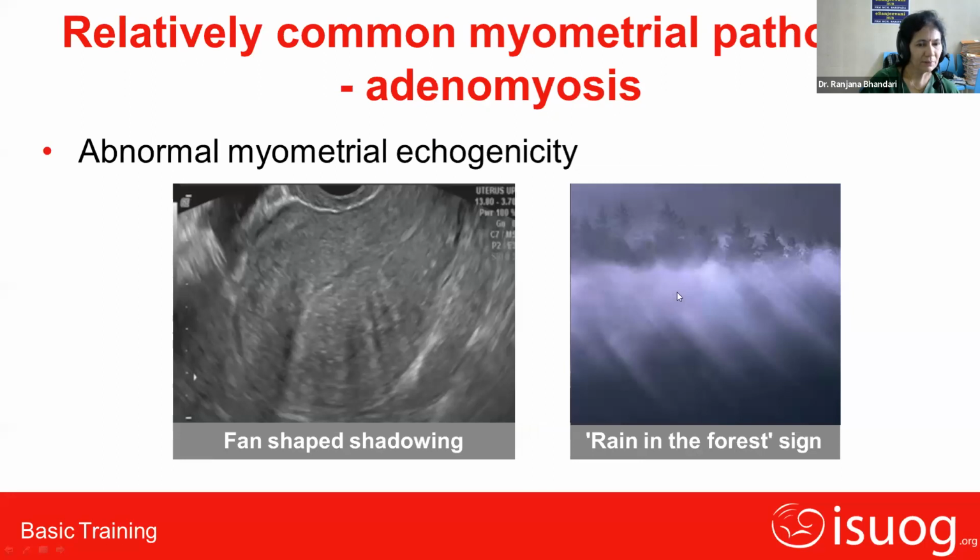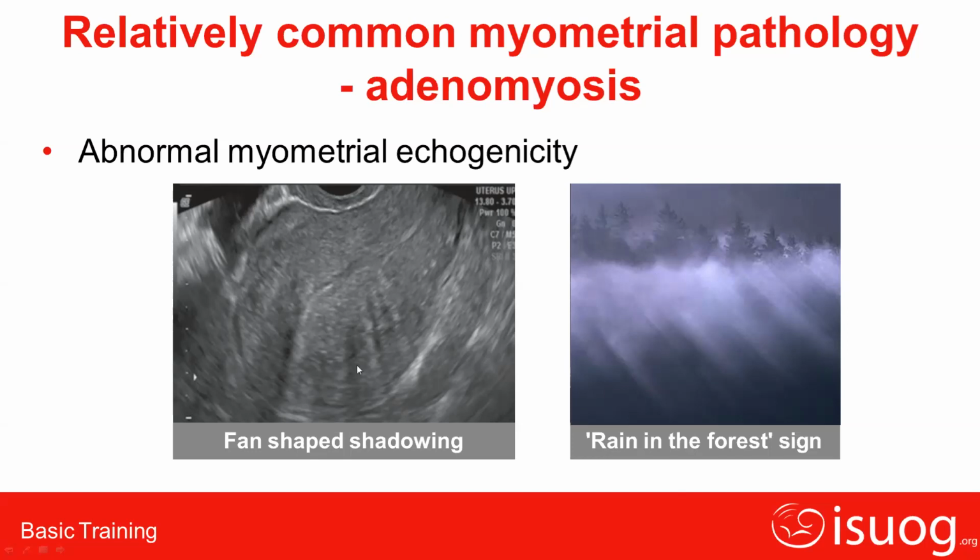Second comes the shadowing. This is fan-shaped shadowing or subendometrial linear shadowing. Acoustic striations produce this type of shadowing, and they also call it rain in the forest. See, there is white color alternating with the black color. So they say it appears like rain in the forest. But this is the fan-shaped shadowing we are getting because of the linear striations.